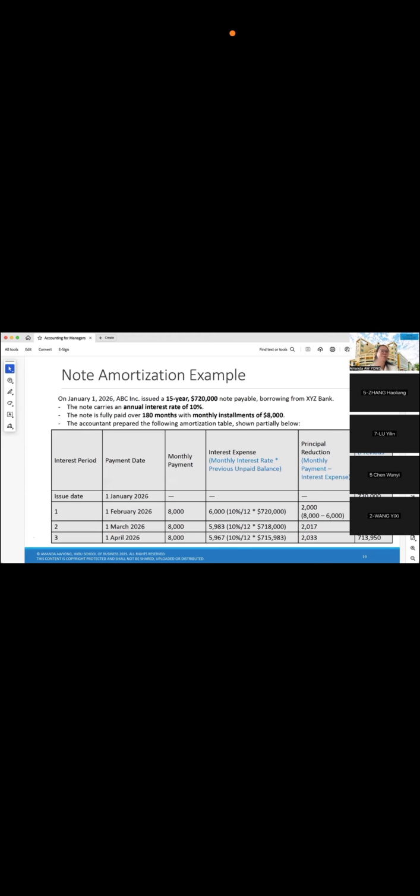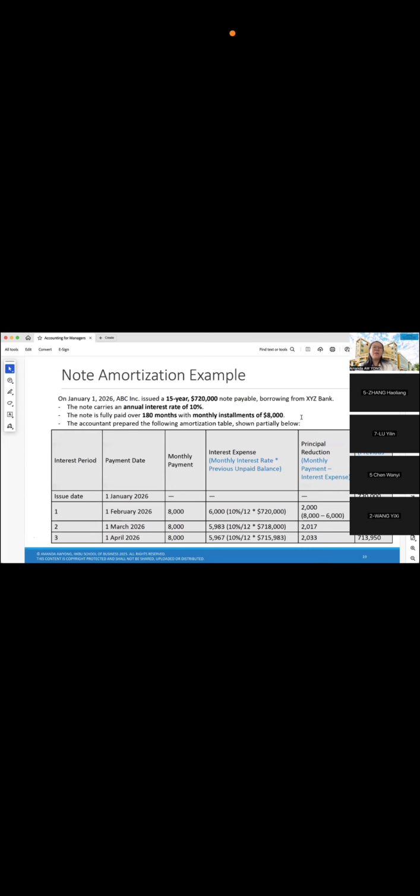Now we next move on to accounts payable, as part of financing. We also introduce the concept of note amortization, where a note amortization is simply the flip side of notes receivable. On the one hand, you have notes receivable from the company, from its customers, and on the other hand, on the person who owes, or on the customer's account, you would have a note payable. So in this example, on 1st of January 2026, ABC issued a 15-year, $720,000 note payable where they borrowed from XYZ Bank.